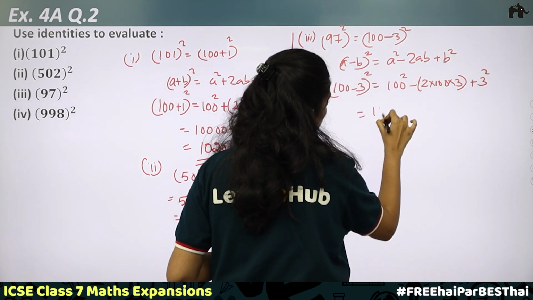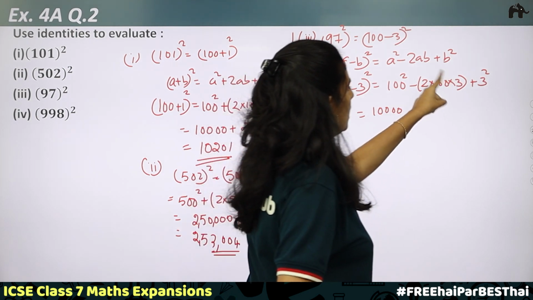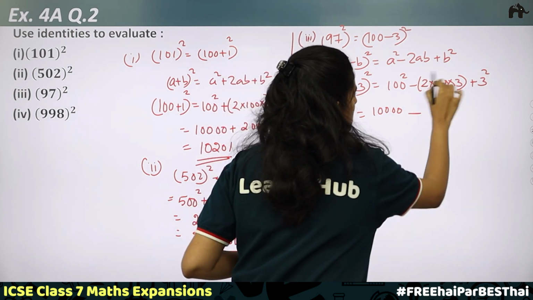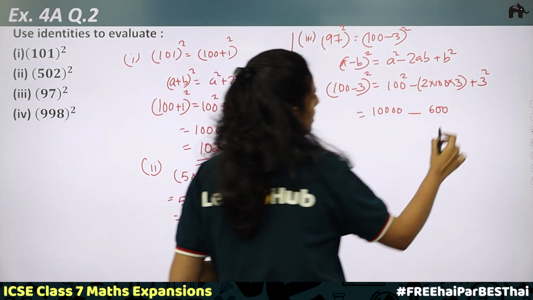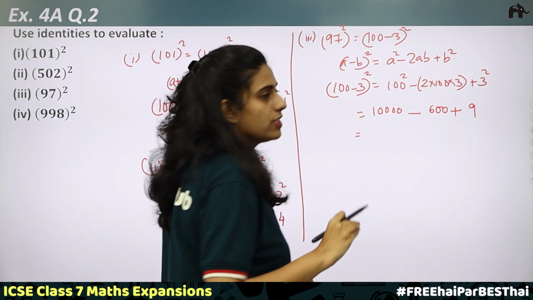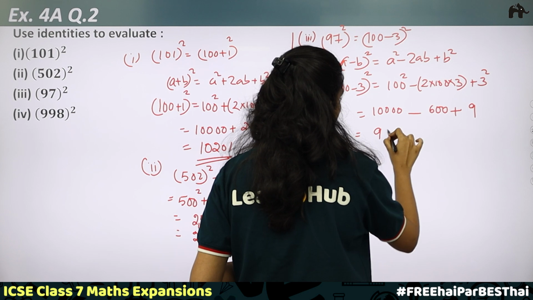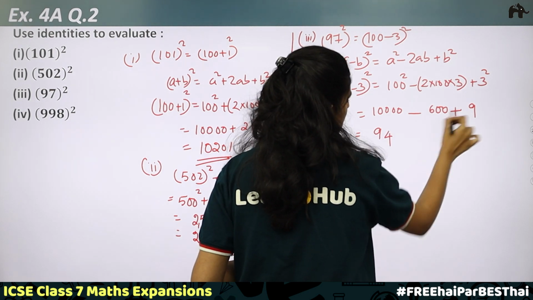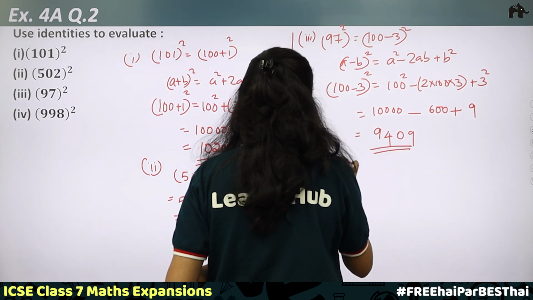which is equal to 10,000 minus 3 into 2, 6, 6 into 100, 600, plus 9. So from 10,000, when you subtract 600, you will be getting 9,400 plus 9 we have. Therefore, 9,409.